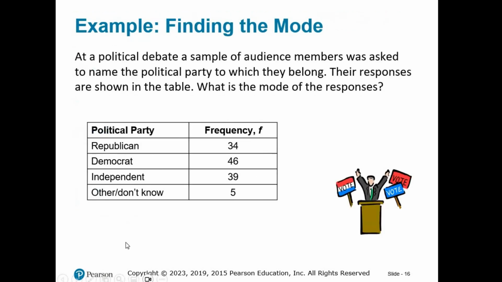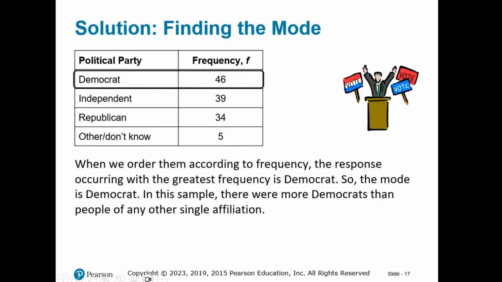Just as a quick demonstration of how mode is used in categorical data, imagine at a political debate, a sample of audience members was asked to name the political party to which they belong. Their responses are shown in the table. What is the mode of the responses? Mode means the data entry that occurs with the most frequency, so that would mean the category that received the most responses. When we order them according to frequency, the response occurring with the greatest frequency is Democrat. So the mode is Democrat. In this sample, there were more Democrats than people of any other single affiliation.